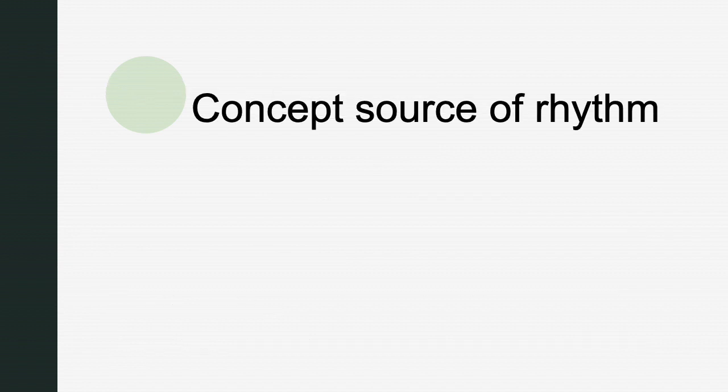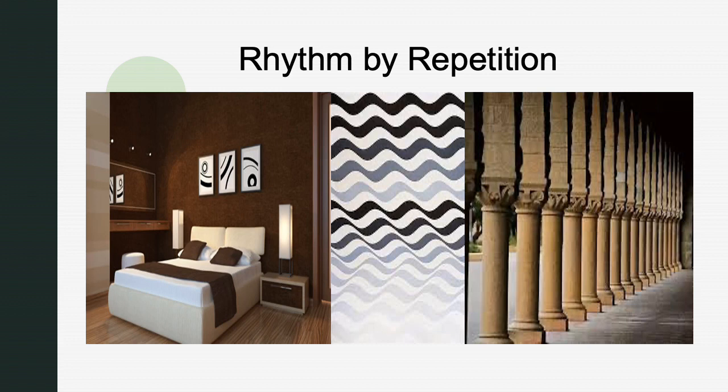Now we will see the concept sources of rhythm. First of all, rhythm by repetition. We can create rhythm by repetition. This repetition can be in color, pattern, or in design. Here in the first picture, we are seeing a bedroom picture. Here we have an example of color repetition. You can see the shades of brown color and fawn color.